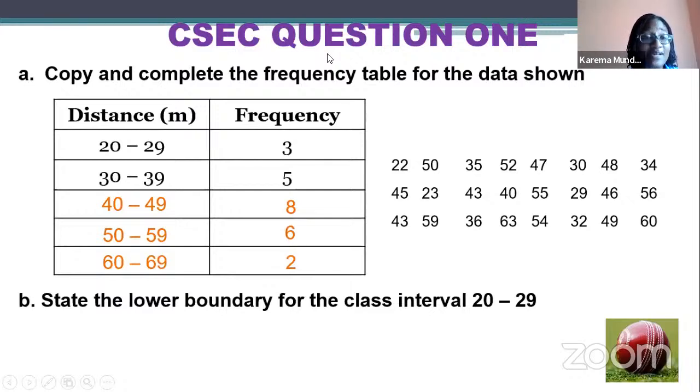Now, part B asks you to state the lower boundary. Notice the lower boundary of the class interval 20 to 29. Who can type in the chat or unmute and share with me what the lower boundary would be for the class interval 20 to 29 and how you got it? Anybody? Not seeing anything in the chat as yet. All right. Let me give a few more seconds.